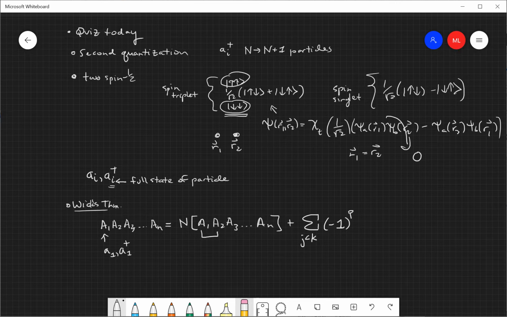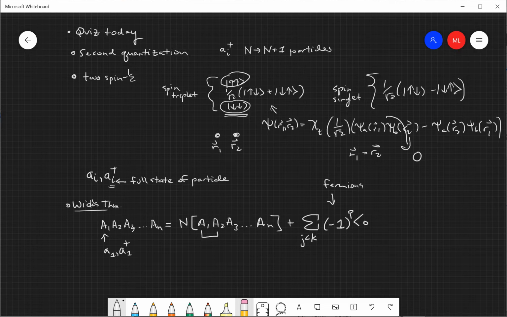And there's a (-1)^p, and that has to do with the number of operator exchanges it takes to get the two operators you're contracting next to each other. And this is only for fermions, right? Because of the anti-commutation property.